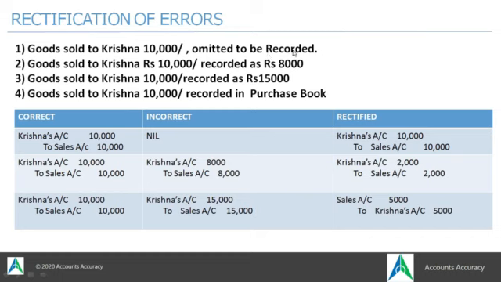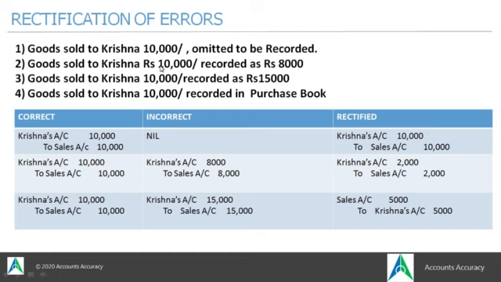So you can see here the first one is goods sold to Krishna 10,000. The correct entry would be Krishna to sales account. The incorrect entry hasn't been passed at all because it was omitted. Hence your correct entry and rectified entry become the same. That will be passed again.